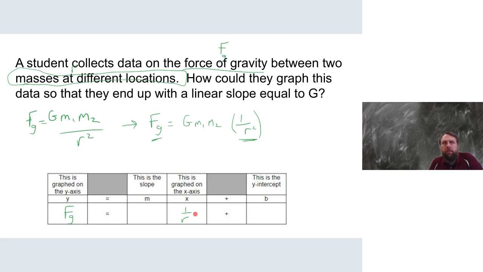It thinks I'm, oh boy, that's 1 over r squared, and it's spell-checking on me. I lost my pen. All right, let's.